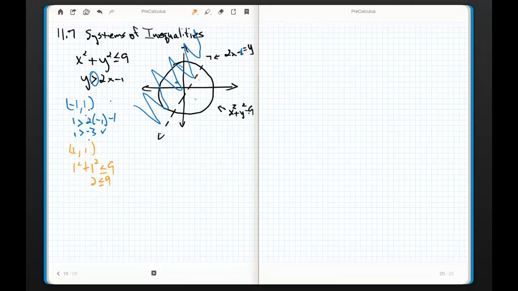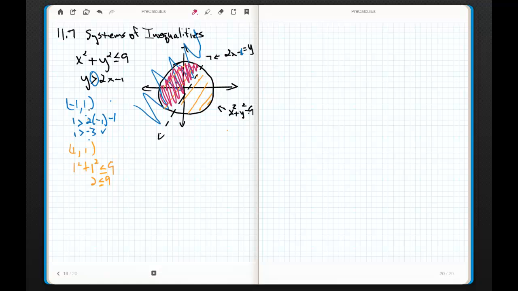So that has to be true of all of the points inside the circle because there's no other curve to help define that inequality. So the way we do it is we just shade in here. Now, where is the solution? It's anywhere that they overlap. So the solution is actually all of those points right there.